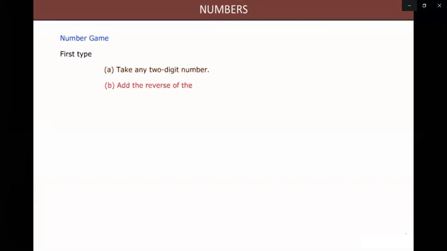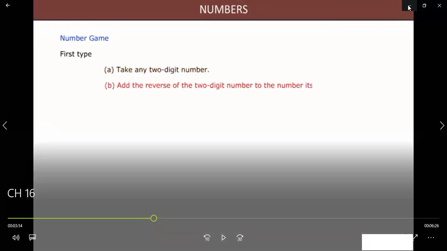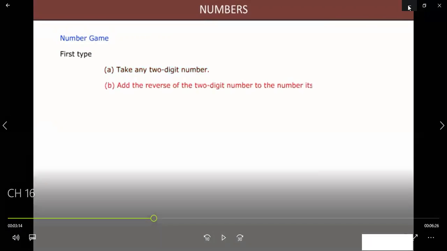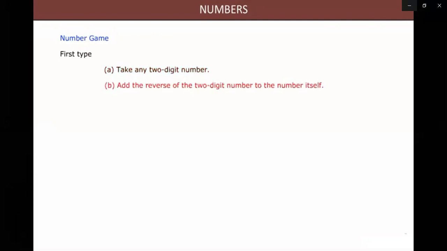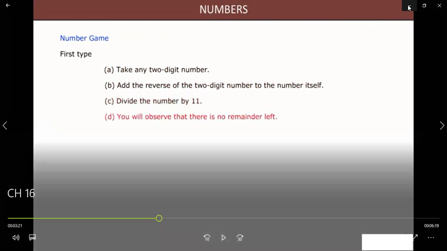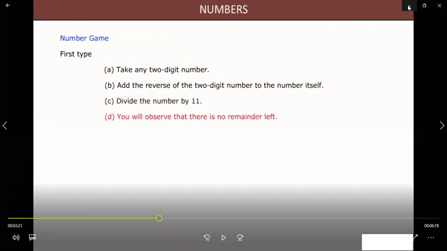First of all, we have to take any two-digit number, then add the reverse of the two-digit number to the number itself. Then third step, divide the number by 11. Then D, the final result that you will get, you will observe that there is no remainder left. This number game is valid for any two-digit number from 10 to 99. Any two-digit number you can take and follow these steps and you will get the same result.